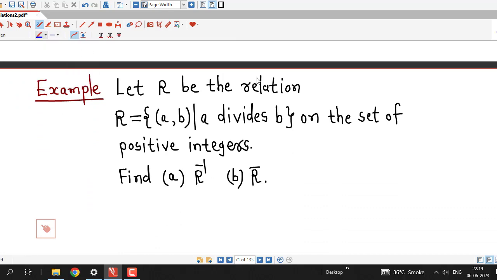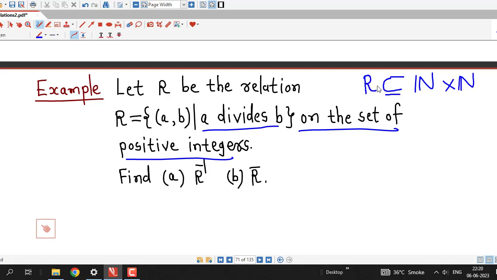Let capital R be the relation defined as R equal to ordered pair (A, B), where A divides B on the set of positive integers, that is, on the set of natural numbers. So here we are given this subset of N cross N, because this relation R contains all those ordered pairs (A, B) where A divides B on the set of positive integers. So here I have an infinite set as my relation. This R is a subset of N cross N.